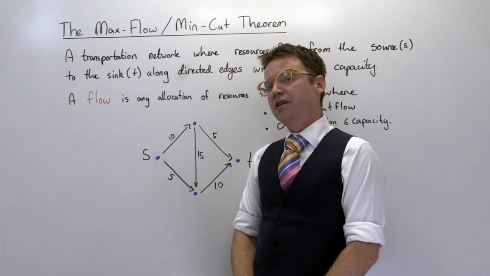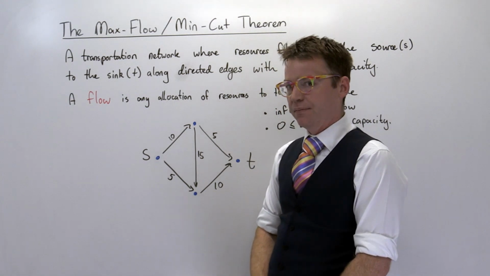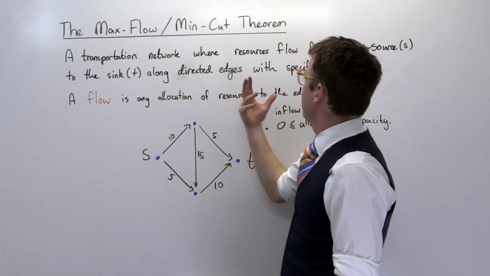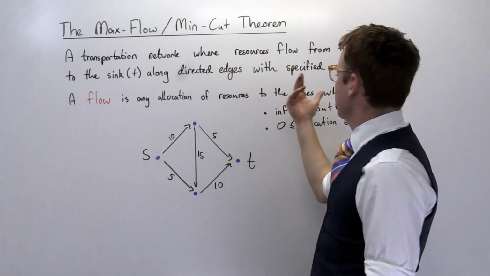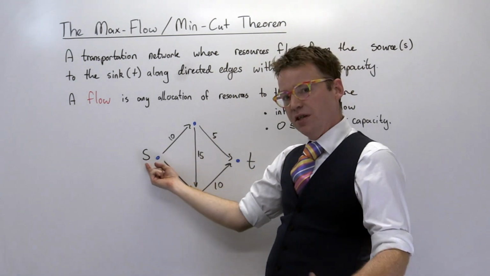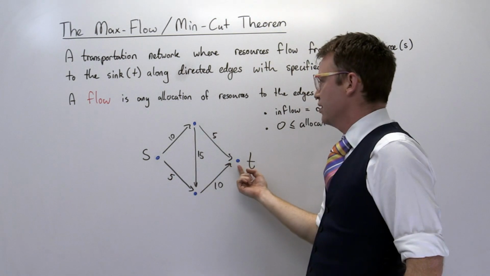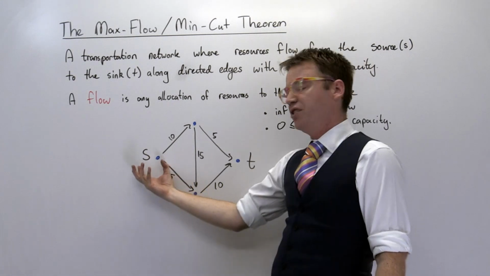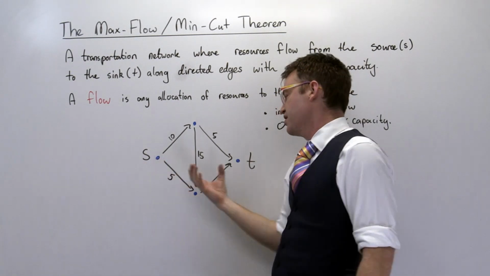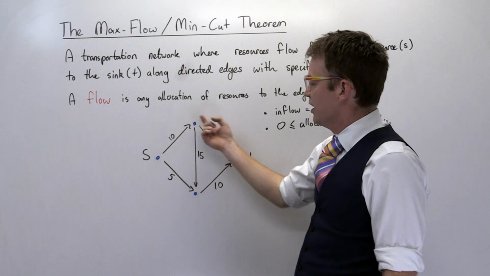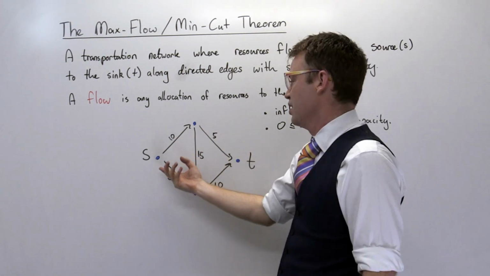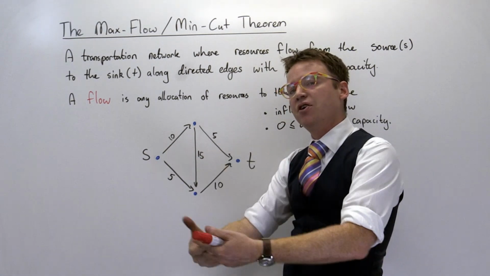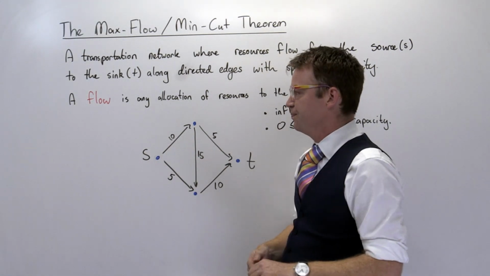Now we introduce the maximum flow minimum cut theorem. So the scenario is a transportation network where you've got an unlimited amount of resources that flow from the source, denoted by an S, to the sink, denoted by a T. And it's essentially a transportation problem. How much stuff can you get from S to T by transporting the resource along these edges? These numbers here represent the capacity, or the amount you can push along that edge.